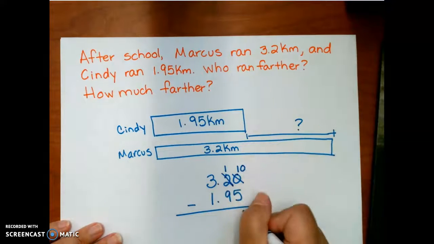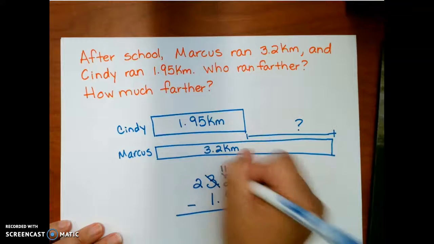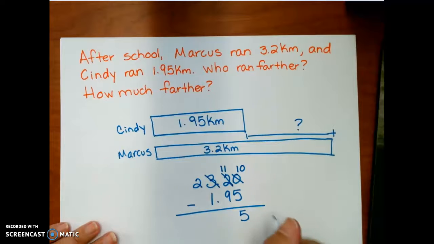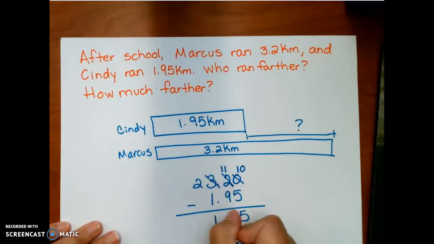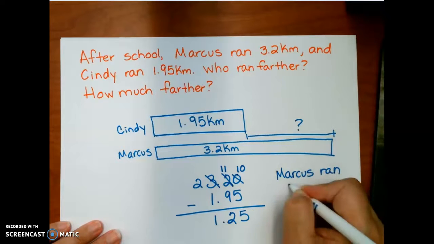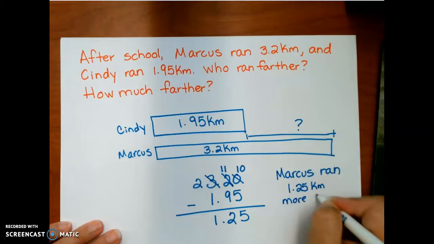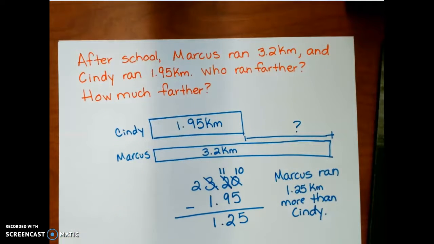10 minus 5 is 5. I need to decompose and regroup again. That becomes 2. That becomes 11 because I'm taking out 1 whole and adding the 10/10 to my 1/10. So 11 minus 9 is 2, and 2 minus 1 is 1. So Marcus ran 1 25/100 kilometers more than Cindy. Okay. I hope you stayed with me through all of that, and I will talk to you tomorrow. Bye.